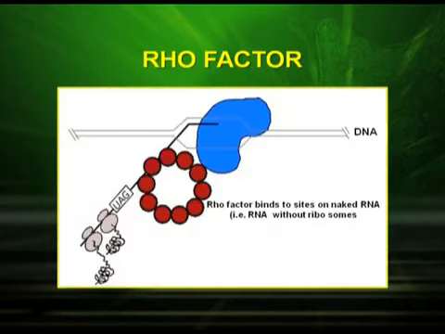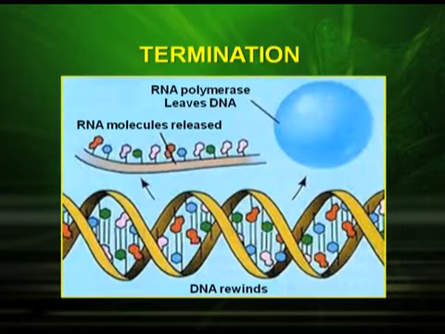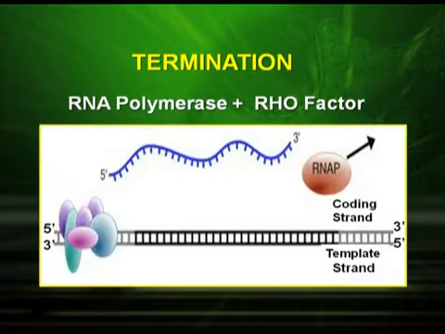The next picture shows the rho factor. The rho factor is a terminator factor which helps in the termination of the RNA nucleotide chain. The picture shows the rho factor has been dissociated and the nascent RNA has been moved out of the DNA. So, the termination process is complete. The RNA polymerase then leaves the DNA and the RNA molecule is released. The termination process is complete. So, RNA polymerase comes out along with the rho factor.